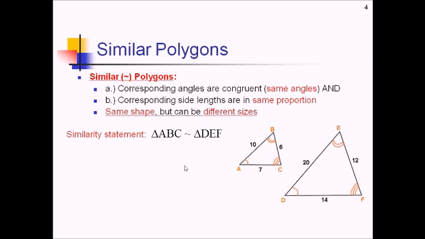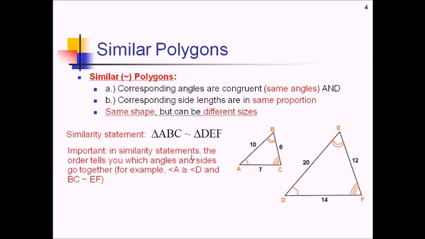Now, the important thing to know about similarity statements is that the order of the letters in the similarity statement tells you which angles and sides go together. For example, since A and D are the first letters in each of these statements, that means that angle A is congruent to angle D. And since BC and EF are the second and third letters of each statement, that means that those sides, BC and EF, that's BC over here and EF over here, those sides are in proportion.